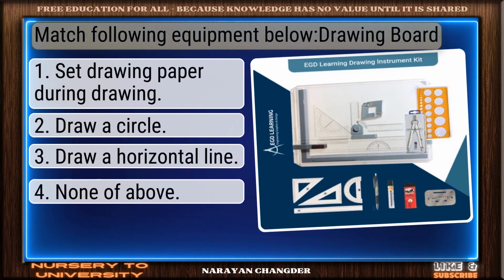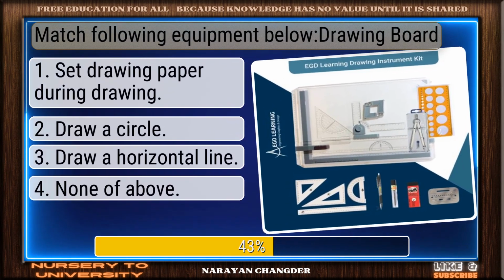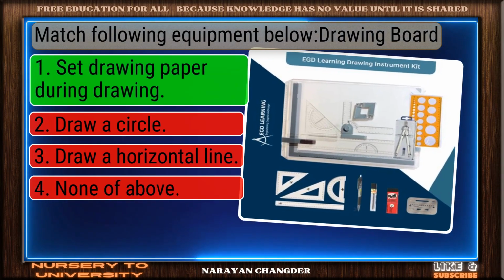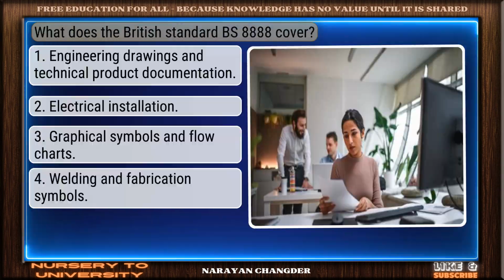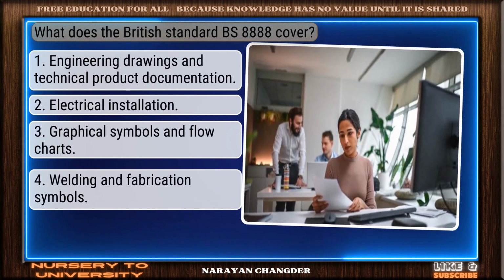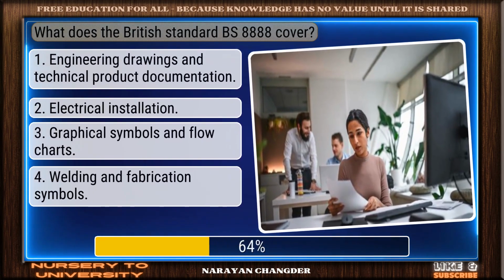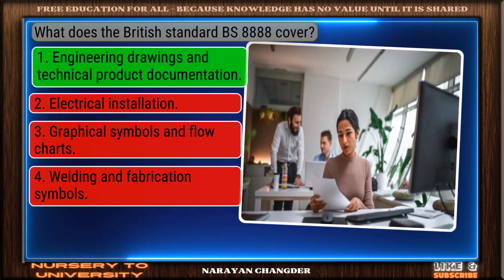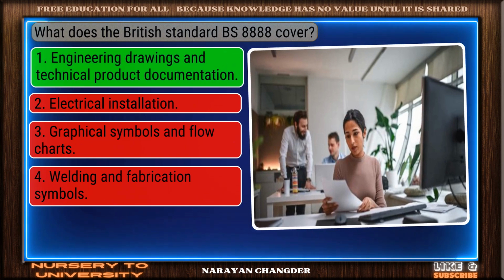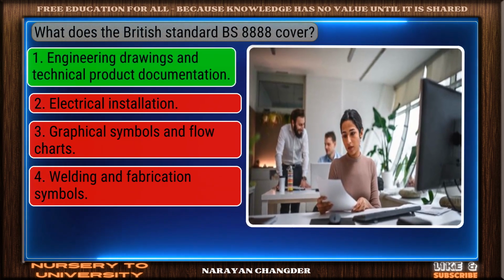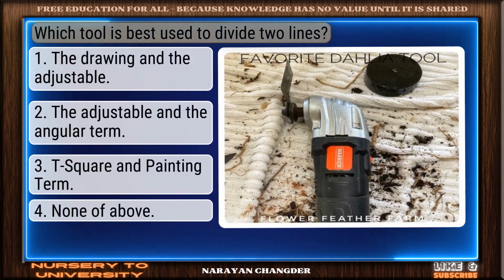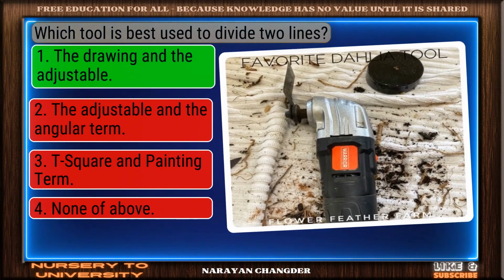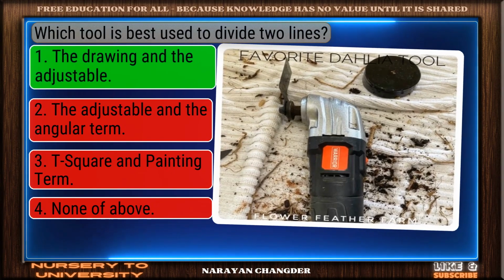Match the following equipment below: drawing board. On track. Set drawing paper during drawing is the correct answer. What does the British Standard BS 8888 cover? You got it. Your choice, engineering drawings and technical product documentation, is right. Which tool is best used to divide 2 lines? Sharp thinking. The drawing and the adjustable is the right choice.